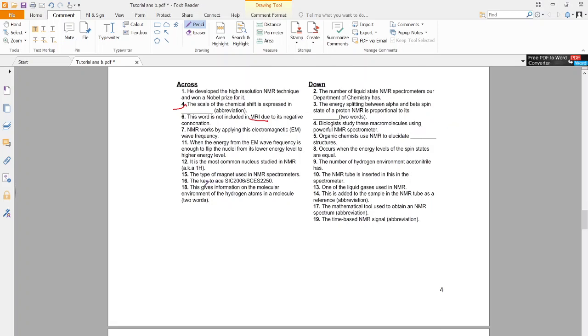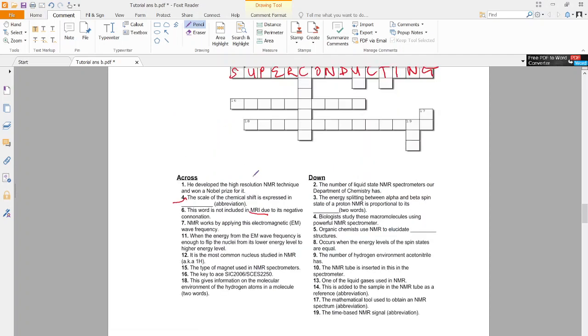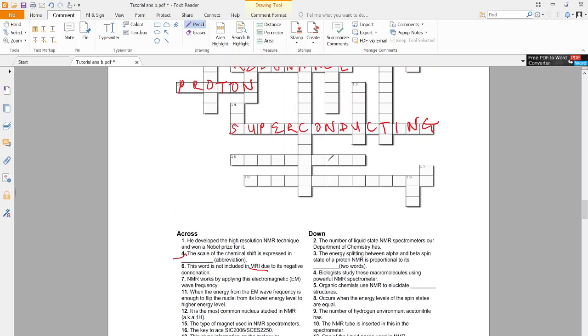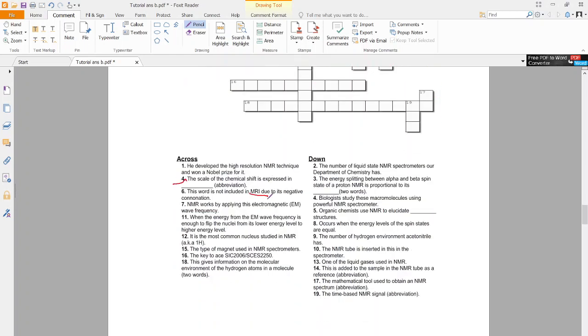Next, the key to ace this class. Okay. Well, what does it say? That's not 16. Well, it can be anything. I'll tell you that in a bit.